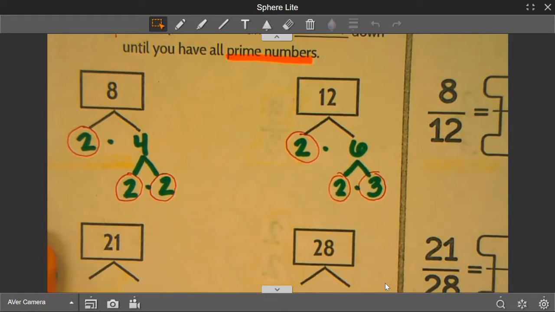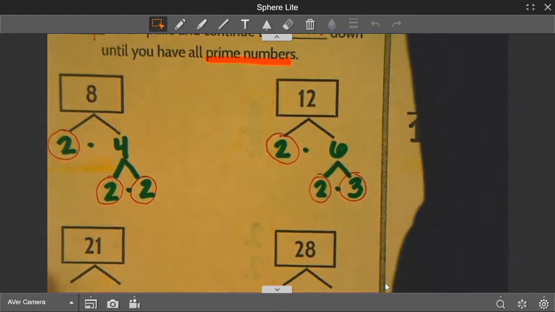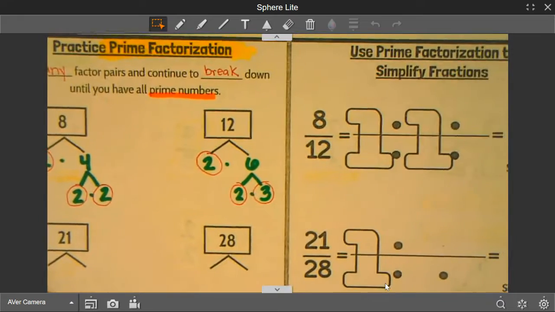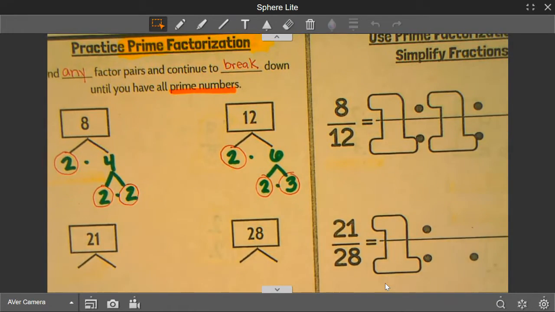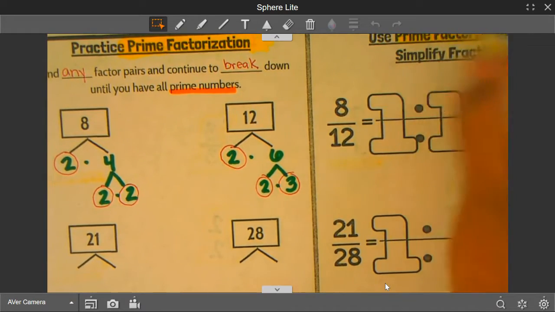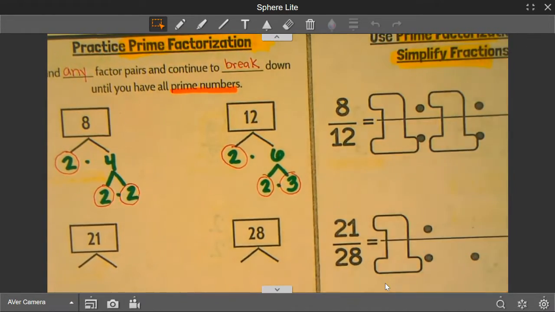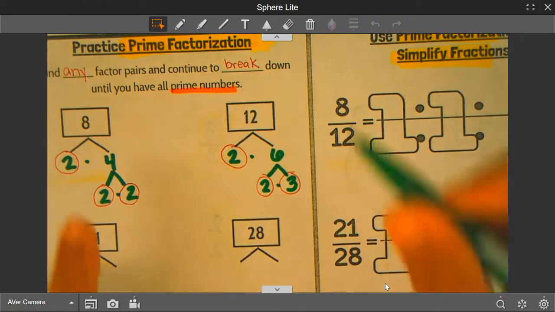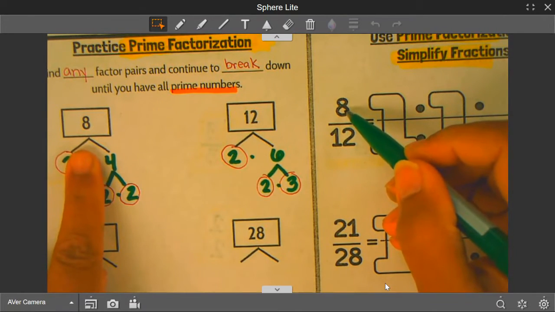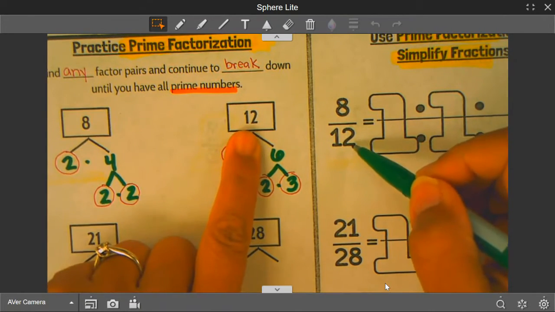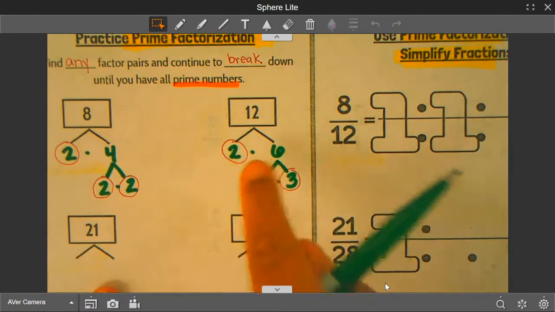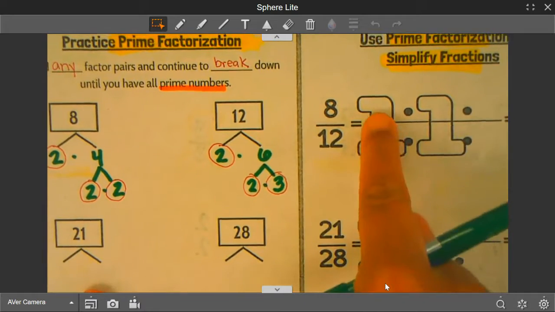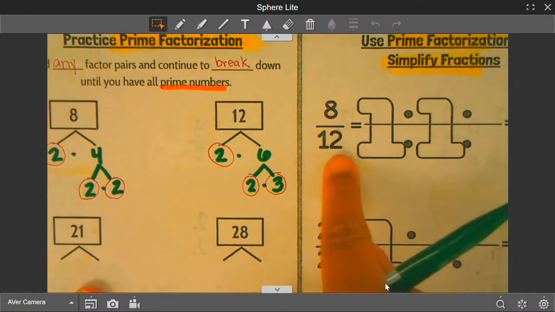Okay, so I am going to use that. Let me zoom out a bit. I'm going to use those prime numbers to simplify the fraction. If you notice, 8 is the numerator in this fraction, 12 is the denominator in this fraction. So I'm going to use these prime numbers here to simplify my fraction.